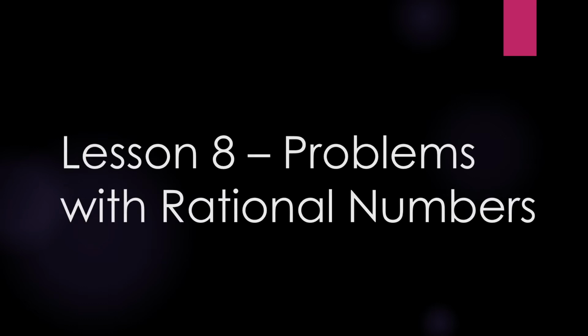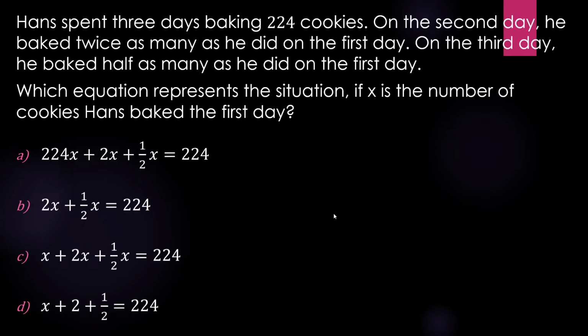In this video, I will be going over lesson 8, which is about problems with rational numbers. Our first problem says that Hans spent 3 days baking 224 cookies. On the second day, he baked twice as many as he did the first day. And on the third day, he baked half as many as he did on the first day. Which equation represents the situation if x is the number of cookies Hans baked in the first day?